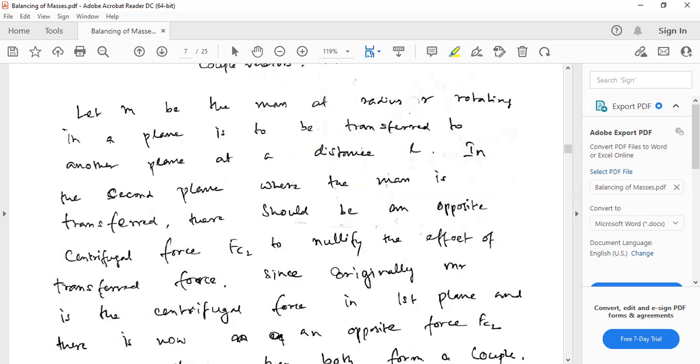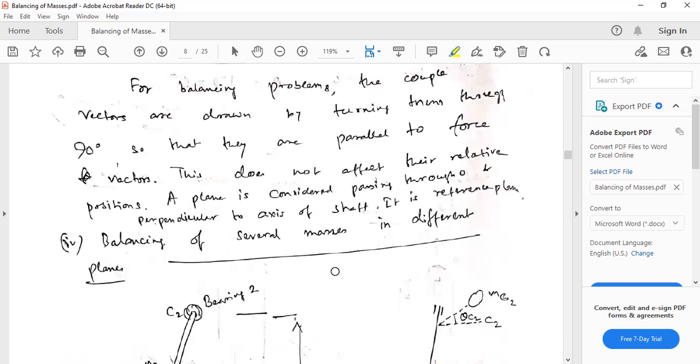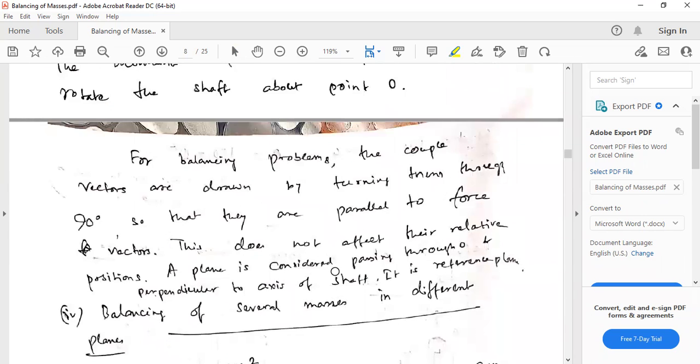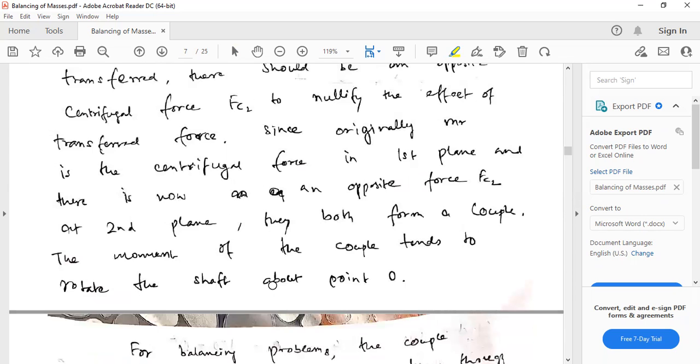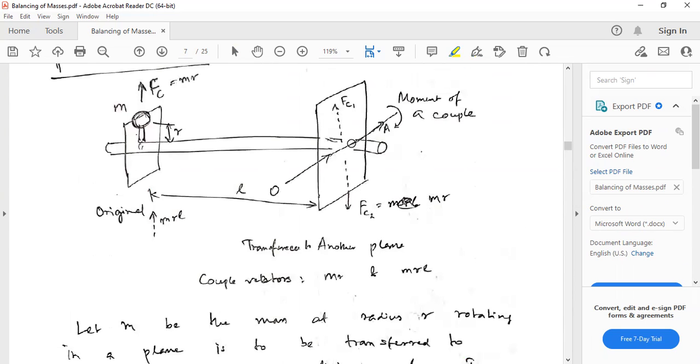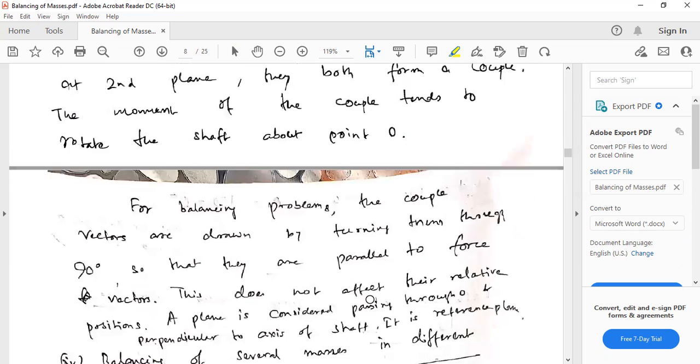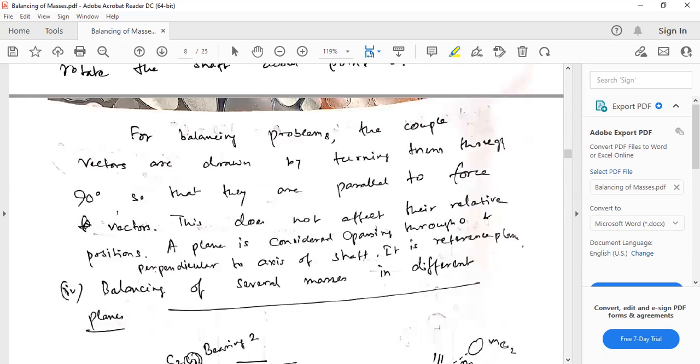Now we will use it later on. You just read whatever is written here. So how to do it? We have to take a couple at this point. I'm going a little bit quickly because you can read and understand this. So let's explain this part.